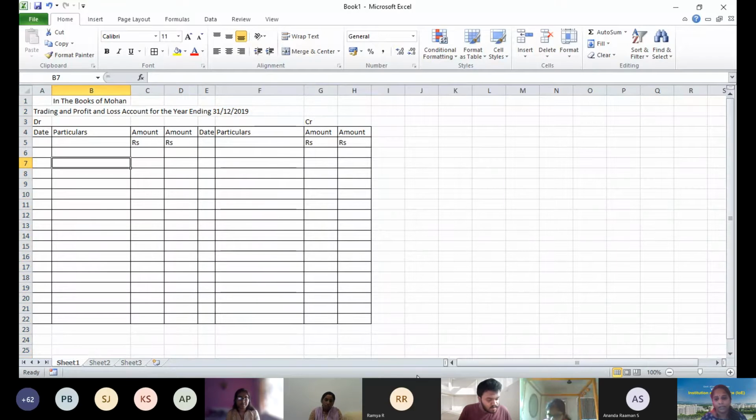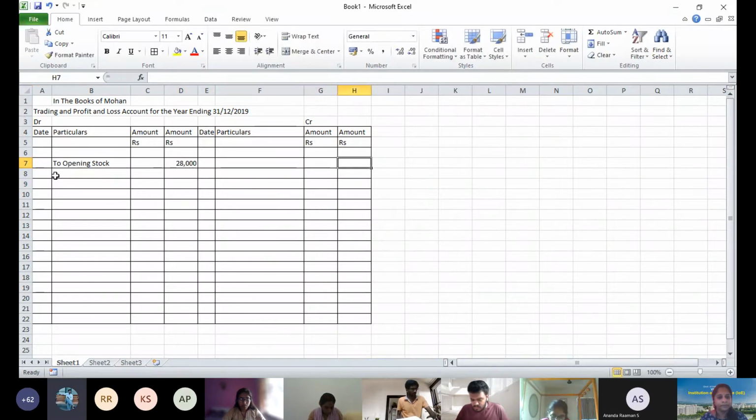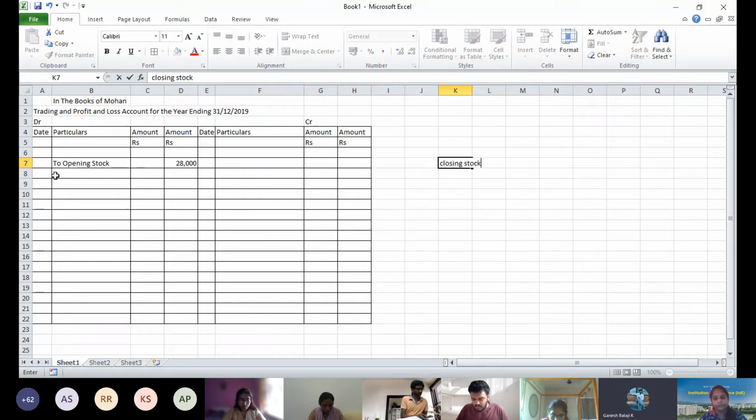Now the question is, to opening stock. What is the opening stock? What is the amount? 28,000. There is no adjustment for that. What is the adjustment given in the problem? Closing stock. What is the closing stock? 35,000. Keep that in track. Only one adjustment is given, so it's easy.